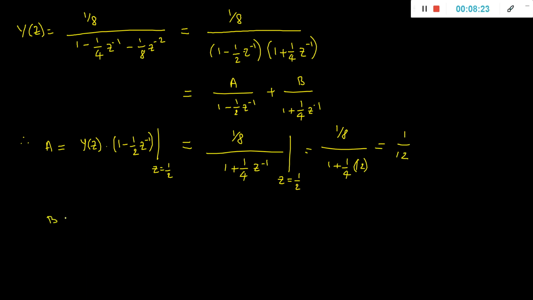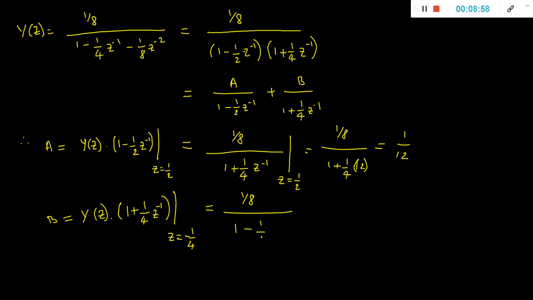Similarly, let me find the value of b. b is given by y of z into its denominator, which is 1 plus 1 by 4 z to the power minus 1. Now, this must be evaluated at z equal to minus 1 by 4. This is very, very crucial. So I can always look at this as 1 minus of minus 1 by 4 z inverse. So this leaves me with the equation where the 1 plus 1 by 4 z inverse gets cancelled out with this particular term. So I will have in the denominator 1 minus half z raised to minus 1, being evaluated at z equal to minus 1 by 4.